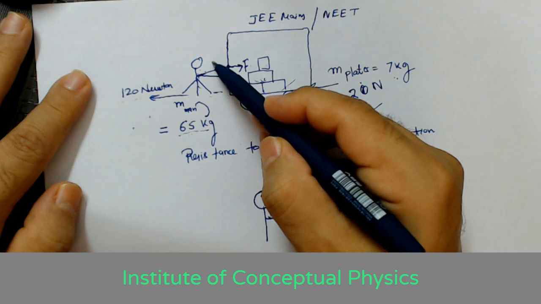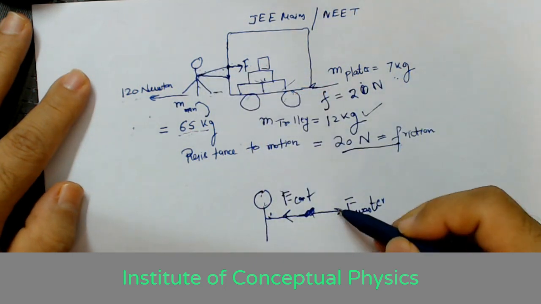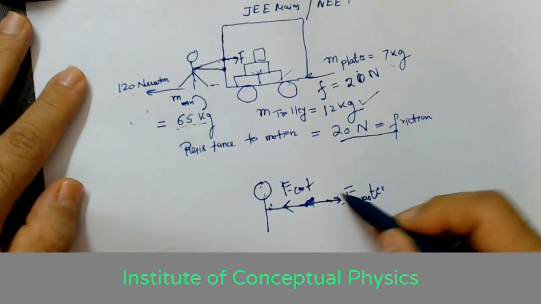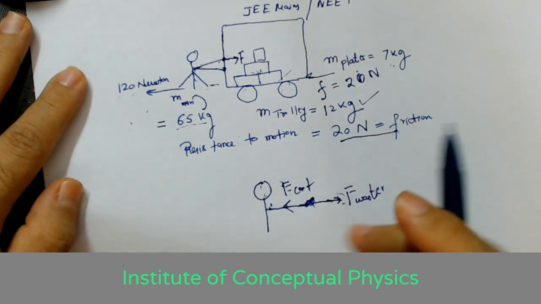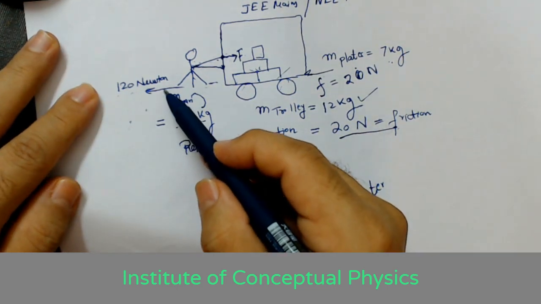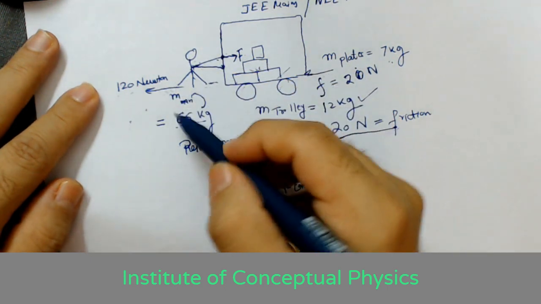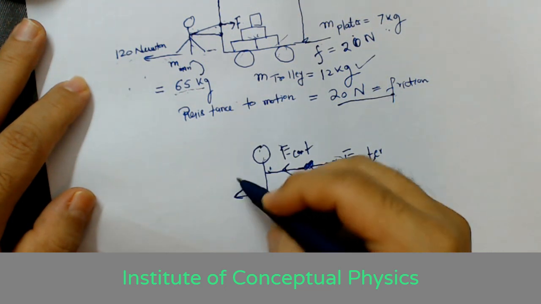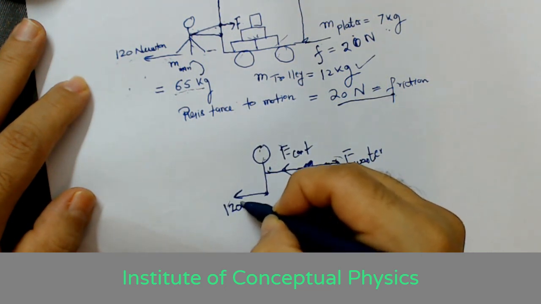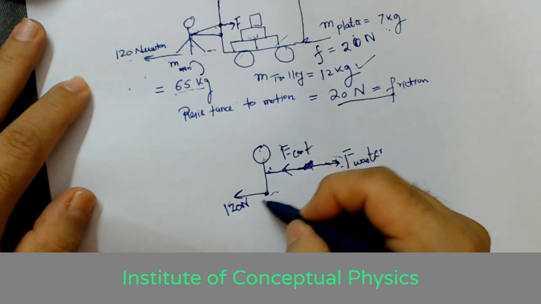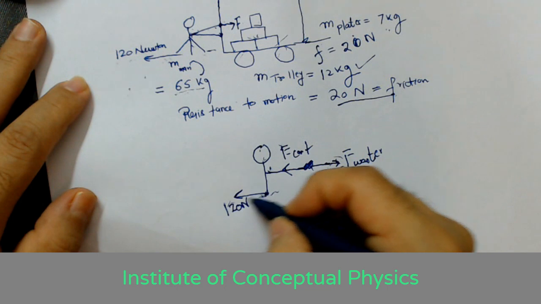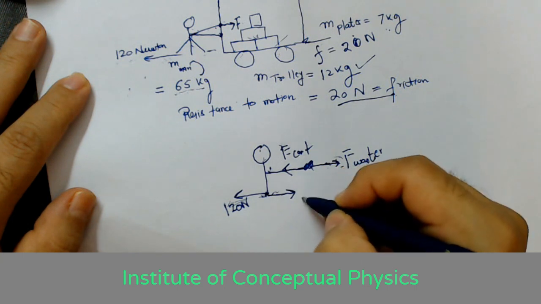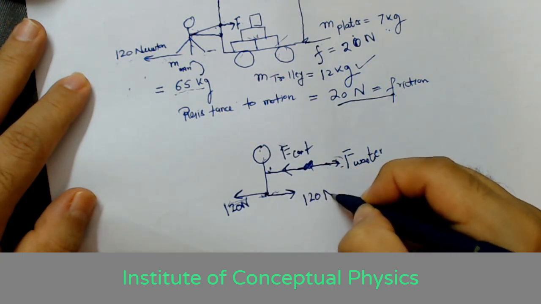Two bodies are in touch. So essentially, this is a Newton's third law kind of situation where the waiter is pushing the cart and the waiter is experiencing a backward force. But the waiter is also experiencing a force which is given by the floor, because the waiter's shoe, which is the feet, is pushing the ground backwards. So the waiter experiences a force of 120 newtons in the forward direction.